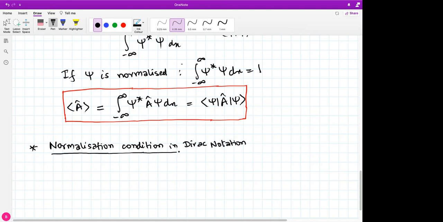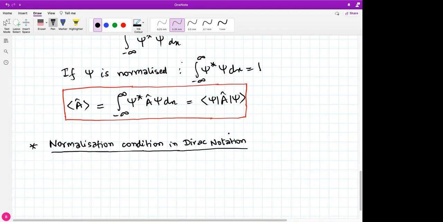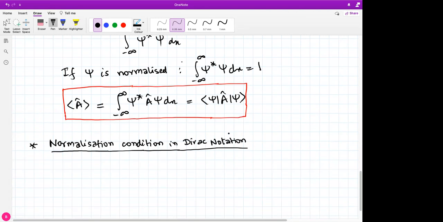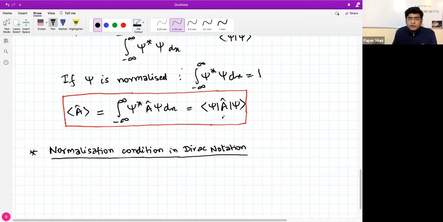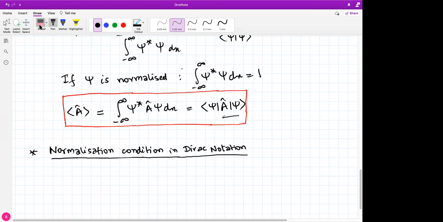Hello, sir. Yes. Sir, whatever you have written above, average of A hat is equal to something. This is Dirac notation, right, sir? Which one? This one. Yes, sir, this is Dirac notation. All right. Okay.